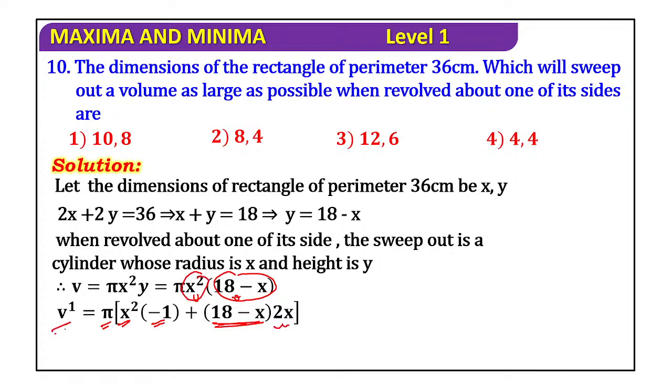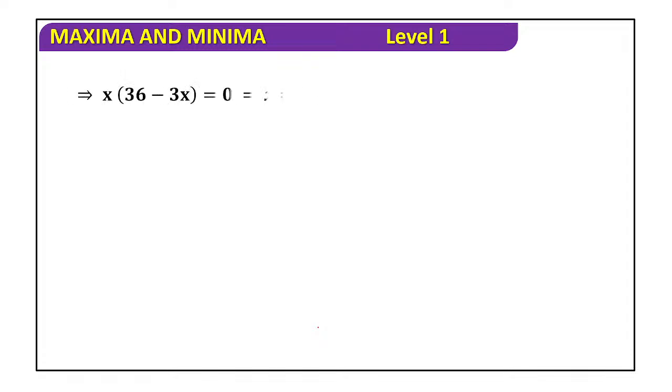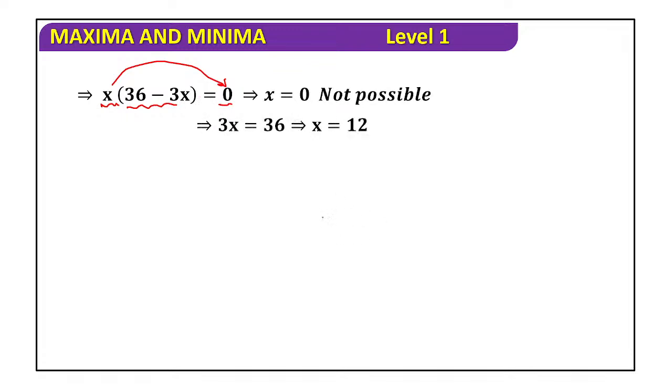Therefore, this is your first derivative. So now equate that term equal to 0. That means you have to take the first derivative as equal to 0. So see, you are going to get x into 36 minus 3x equal to 0. Here once you will get x equal to 0, and another one you will get x equal to 12.